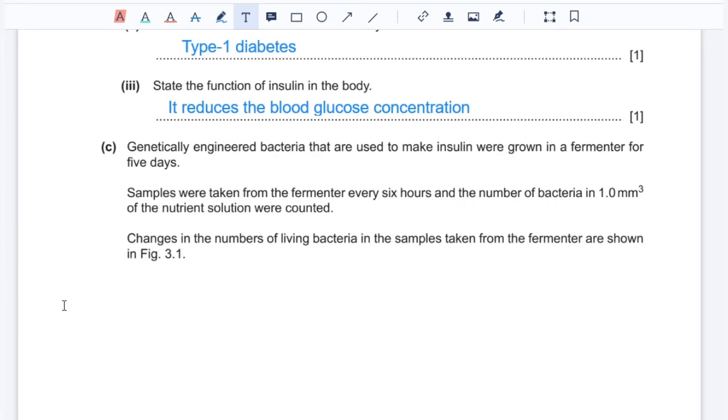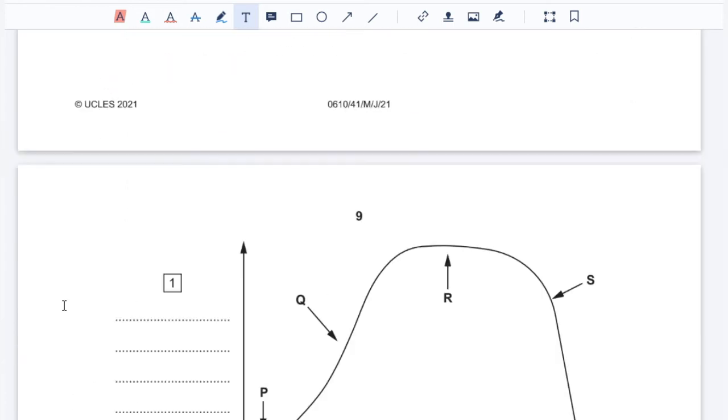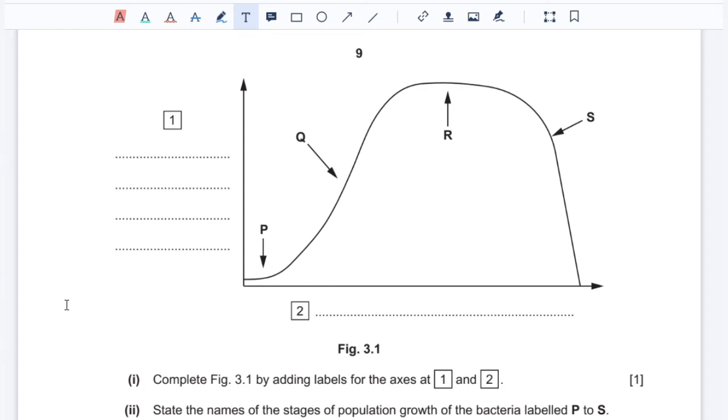C. Genetically engineered bacteria that are used to make insulin were grown in a fermenter for 5 days. Samples are taken from the fermenter every 6 hours, and the number of bacteria in 1 millimeter cube of the nutrient solution were counted. Changes in the numbers of living bacteria in the samples taken from the fermenter are shown in figure 3.1. 1. Complete figure 3.1 by adding labels for the axes.